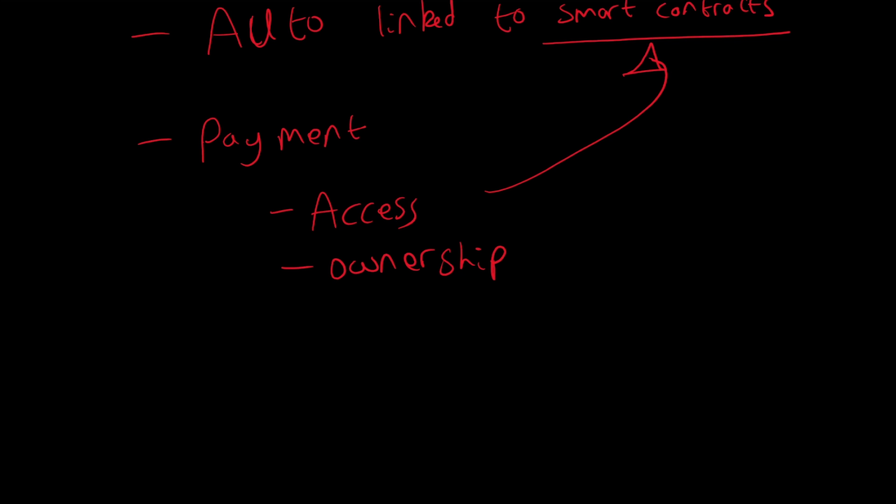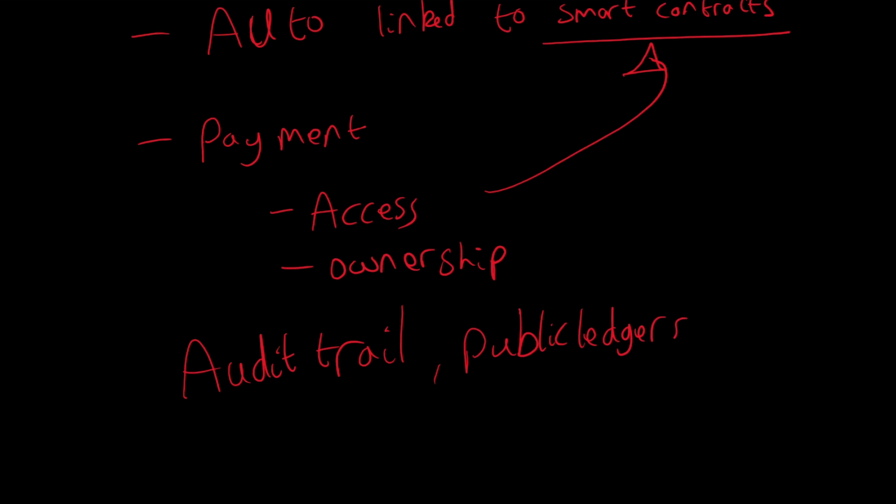And the ownership could be potentially for intellectual property. So if I'm selling intellectual property, if payment has occurred, it will automatically get transferred. And because there is an audit trail using public ledgers, we can see who paid what, who actually owns it. So there should ultimately be fewer disputes around intellectual property.